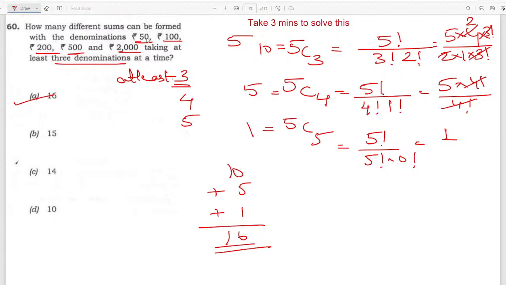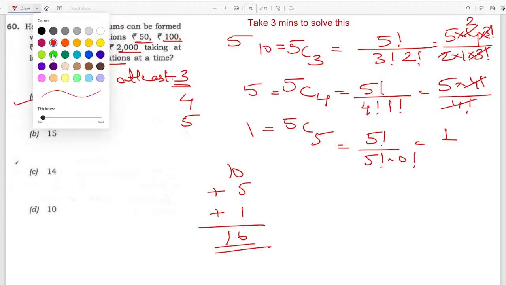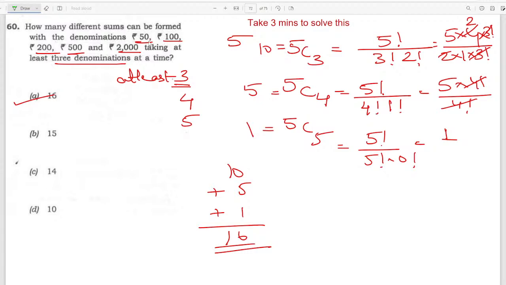See, they are saying that in these 5 denominations that you have, 50, 100, 200, 500 and 2000, if you have to take at least 3 denominations, how many different sums can be formed? For example, if you take 50, 100 and 200, if you add all three, you would have 350. This is one combination. This is one sum. Similarly, you have to choose 3 out of these 5, so there will be a total of 10 combinations.